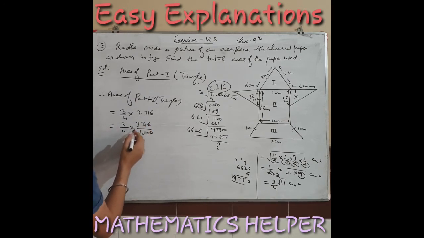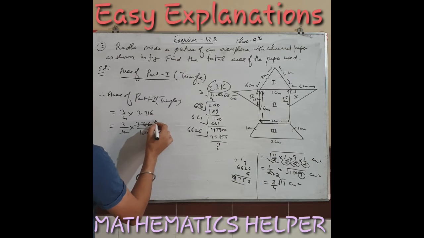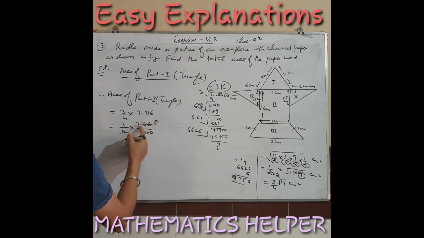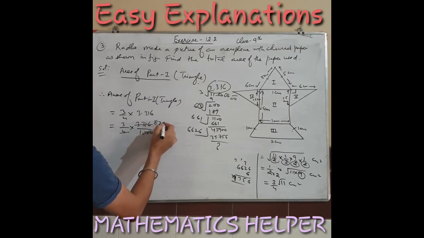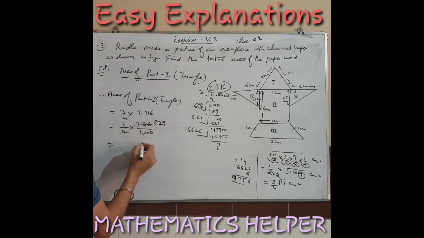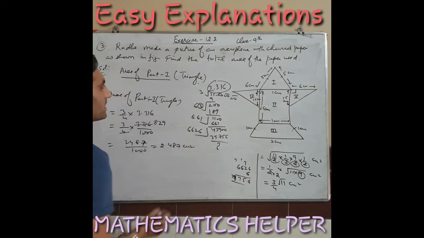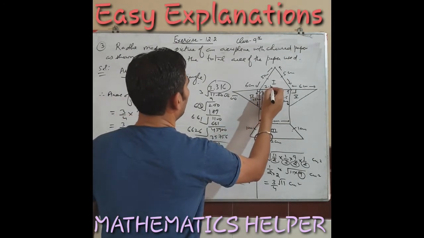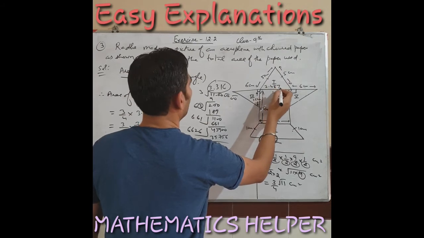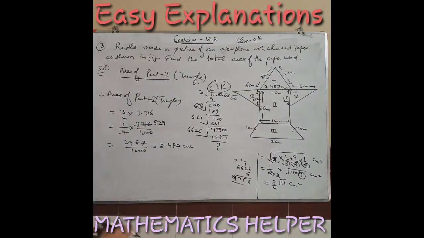Now if possible, cancel. It will go on 4. 832, 1 left, 11, 2, 8, 3 left, 9. So it is 3, 9, 27, 2, 8, 2, 4, 8, 7 over 1000 or 2.487 centimeters square. So its answer is 2.487 centimeters square. So I have the answer of the first part.